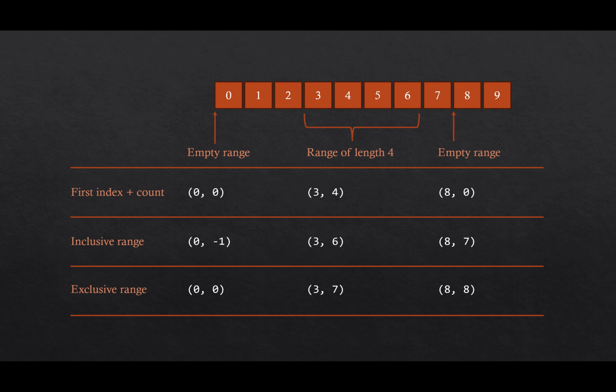For the range of length 4, it starts at index 3, and the end index is 7. It's one past the last item. So it includes all the items from 3 up to, but not including 7. So 3, 4, 5, and 6, but not 7. And again, the length of that range is 7 minus 3, which is 4. And again, the last empty range, starting at index 8, goes from 8 up to, but not including 8. So it's an empty range at that location, and its length again is 8 minus 8, which is 0. So those are some examples of ranges.